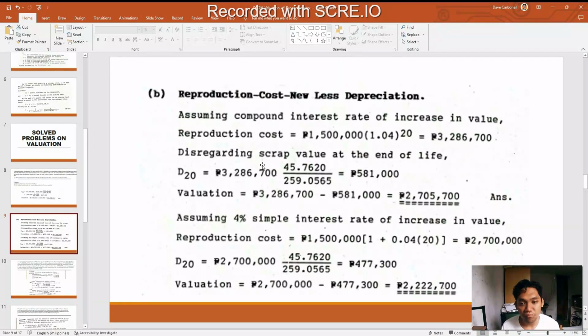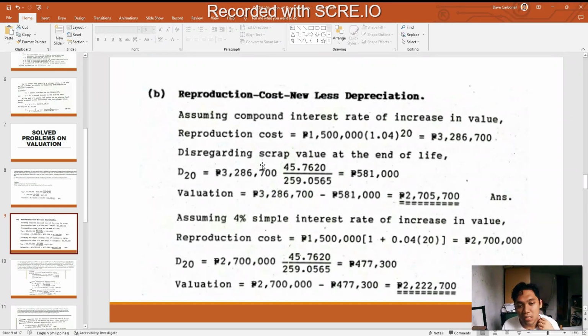So B, the reproduction cost new less depreciation. Assuming compound interest rate of increase in value, it goes like this. Reproduction cost is equal to 1.5 million times 1 plus the interest rate for each year over 20 years, to the power of the time in years, which is 20, which is equal to 3,286,700 pesos.